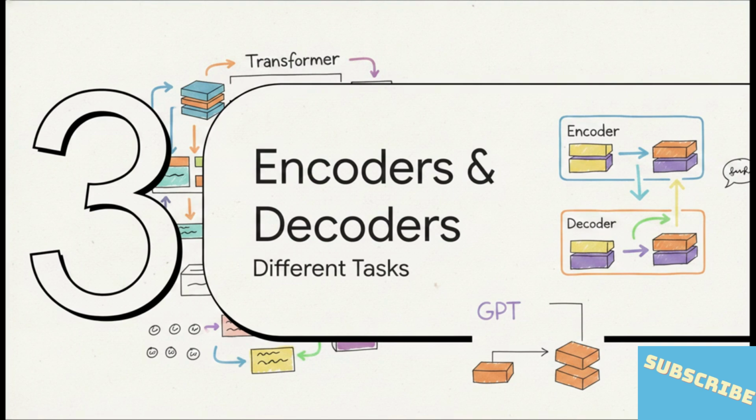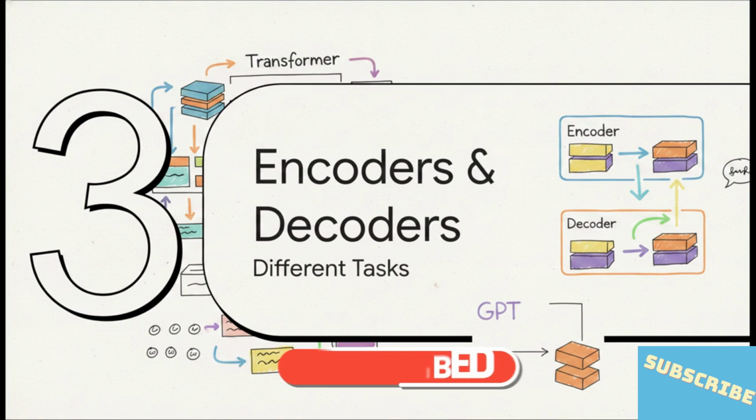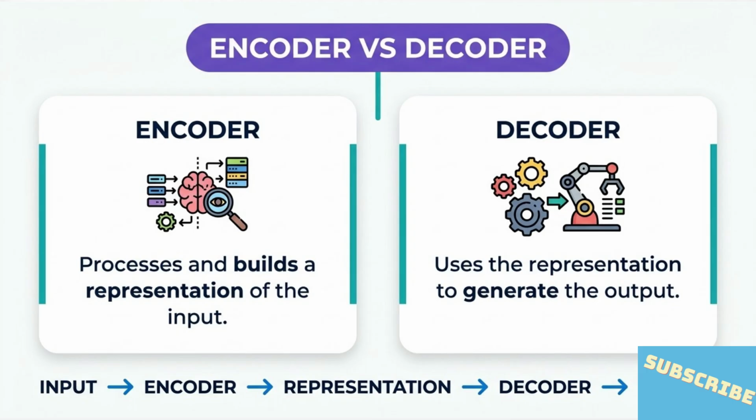Section 3. Encoders, decoders, and GPT. Different architectures for different tasks. Having seen those micro-level blocks, let's zoom back out and see how they're arranged. The original transformer architecture actually had 2 major parts, an encoder and a decoder. The encoder processes the input to build a representation, and the decoder uses that representation to generate an output. Think of translating a sentence like, I love AI, into Spanish. The encoder processes the English sentence, and the decoder generates the translation, step by step.